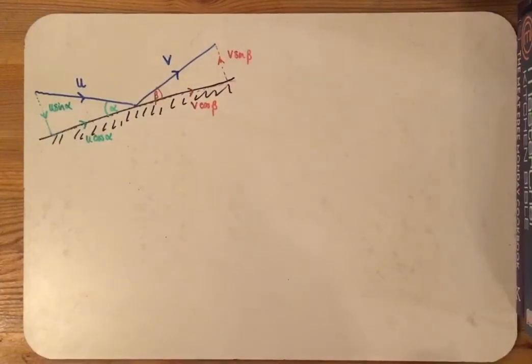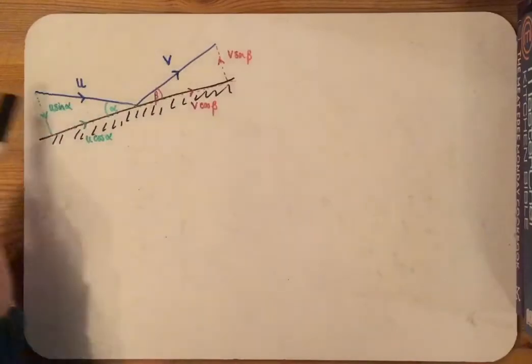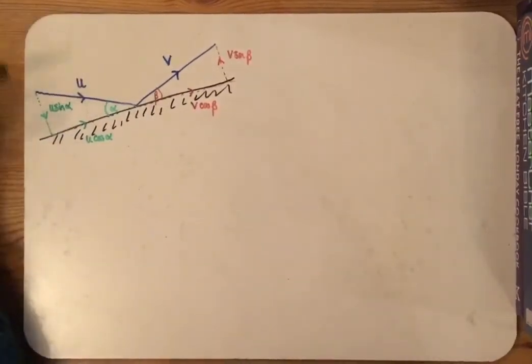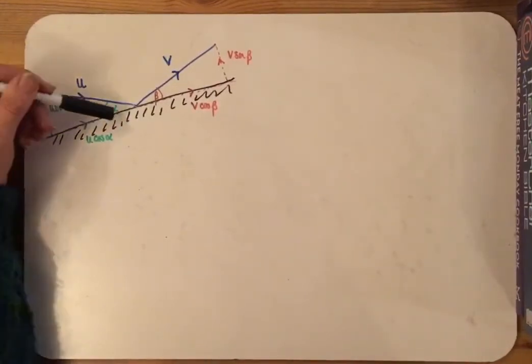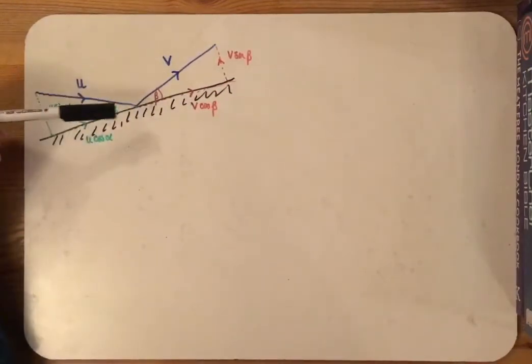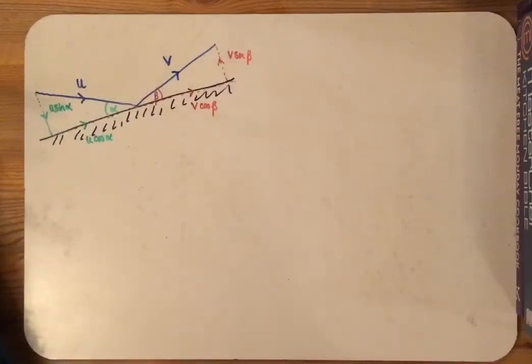So we have a fixed surface and a sphere bouncing off it, and we can split these speeds into components perpendicular and parallel to the plane, so that this is u sine alpha, u cos alpha, and here I've got a v cos beta, v sine beta.